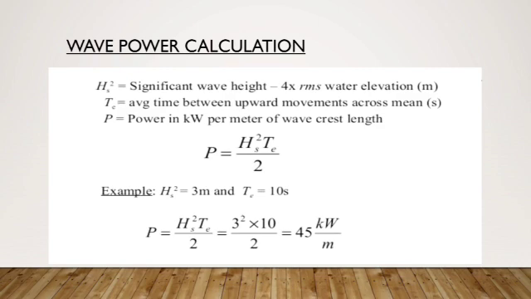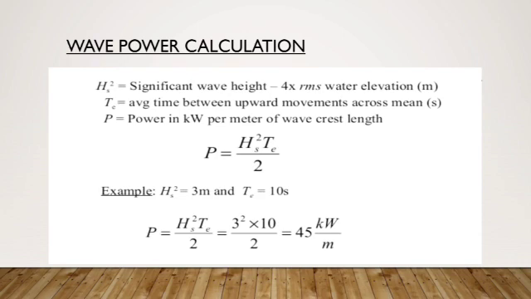Wave power calculation. The equation is P equals h squared into T divided by 2. Here, h is the significant wave height and T is the average time between upward movements across the mean, and P is the power in kilowatt per meter of wave crest length.